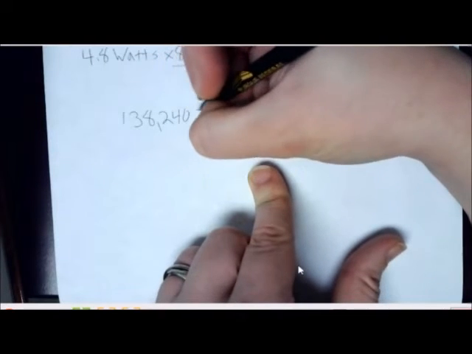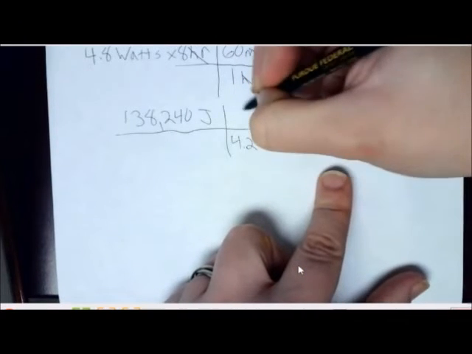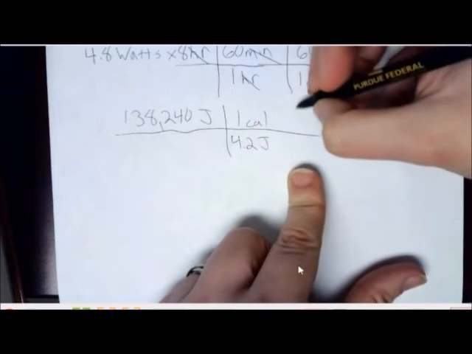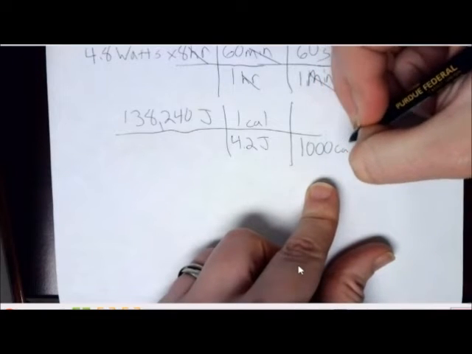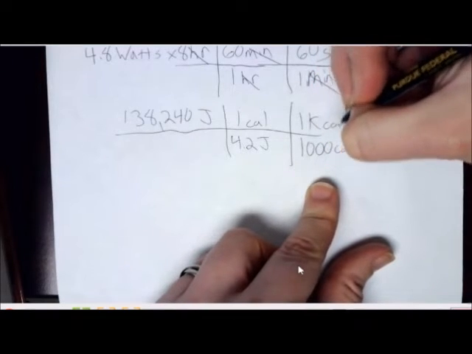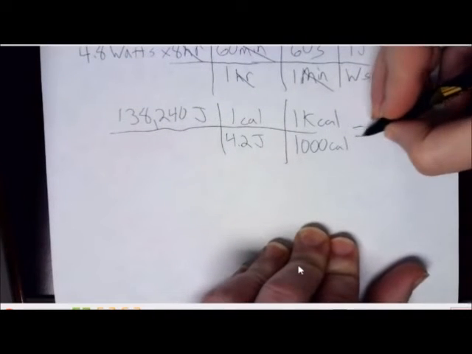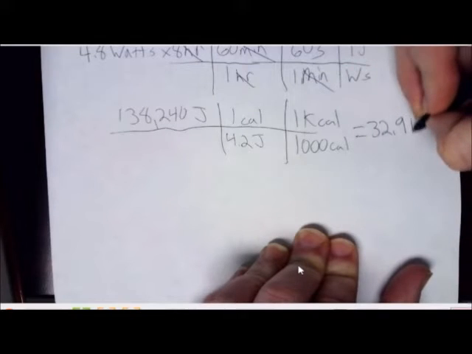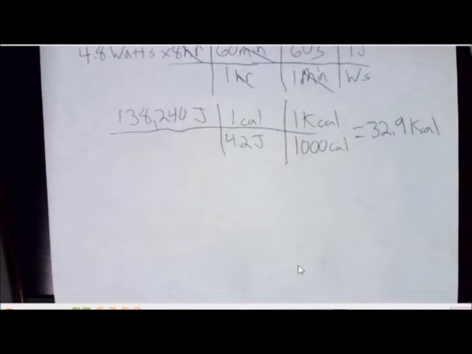138,240 joules. Well, there are 4.2 joules in 1 little c calorie, and then there are 1,000 calories in 1 kcal. So let's look at that. How much energy in kcals does it take to run my lights for that period of time? It takes a mere, well, let's say 32.9 kcals to run these LED lights for 8 hours.